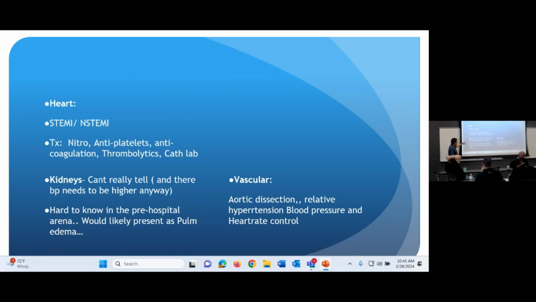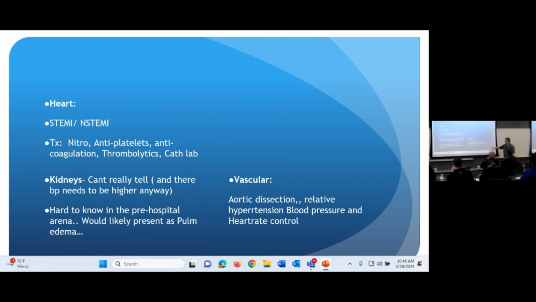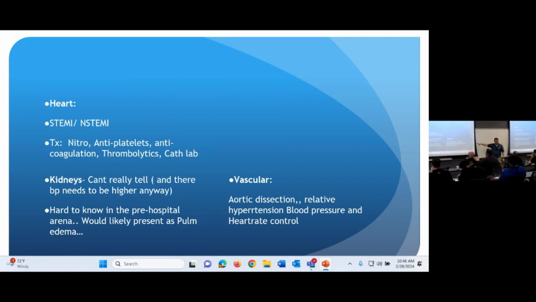The kidneys, end organ kidney problems, hypertension, you can't tell in the field. You're not going to tell, can they make urine, can they pee, what's their kidney function? You can't do that. So that one really doesn't matter to you. And to me, for the most part, in the ER, because I can't do it without labs either, right? Vascular issues, we think about aortic dissection, and how you diagnose that? CT scans, right? Cool.